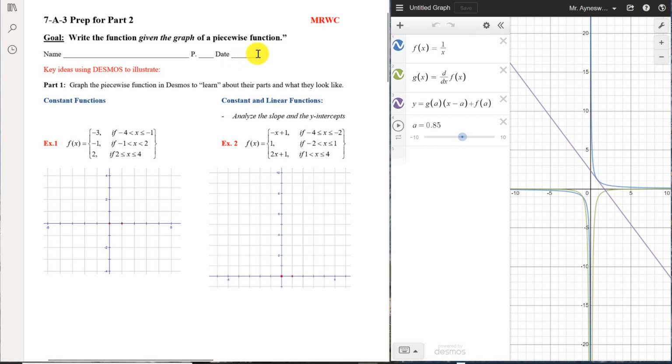The activity is broken up into 2 parts. Number 1 is all about graphing the piecewise function, and part 2 is all about writing the function given the graph. So it's a reverse process here.